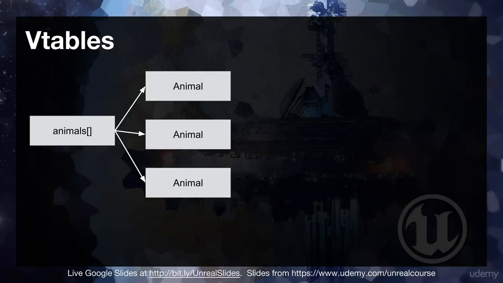So that's all it can treat them like. However, what if this animal object had a pointer to something else that we're going to call a vtable that's specific to the exact type of animal that it is? That is how we can tell what function to call.